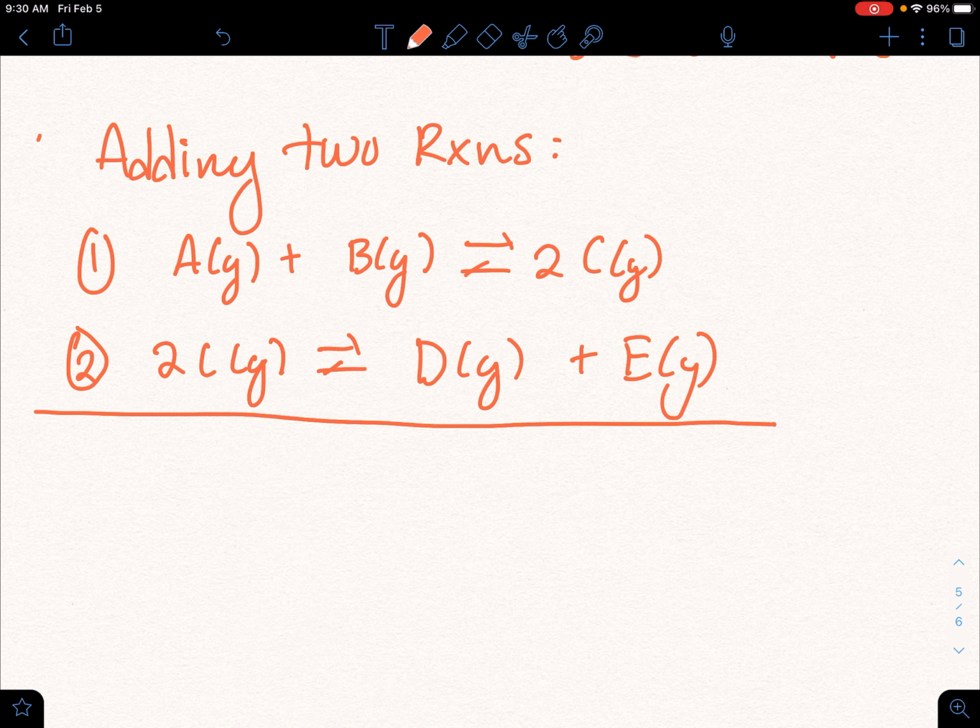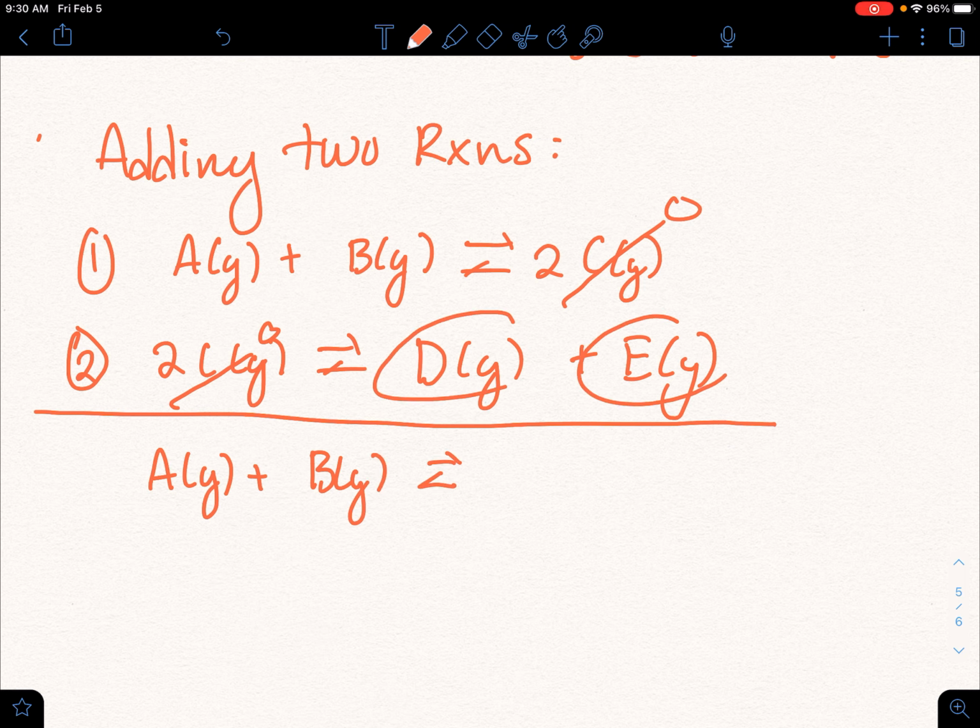We can look for things you can cancel. In this case, we can cancel the 2 C's, and there's nothing else we can cancel. So on the left-hand side, we have an A and a B. The equilibrium sign still stays. And it looks like we have a D and an E on this side. And then these all have separate K equations, right?